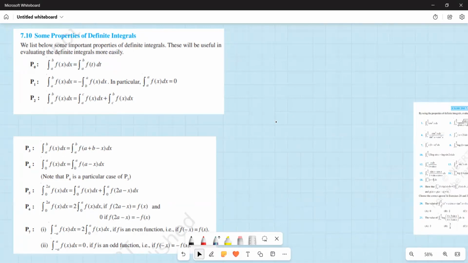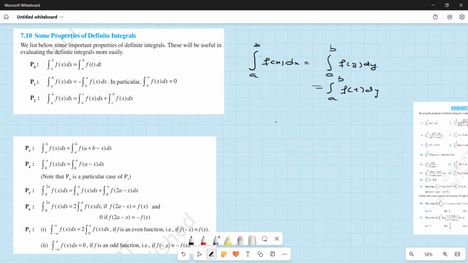So the first property is that if I have the integral from a to b of f(x) dx, I can change the parameter, which I can write as f(y) dy, f(t) dt, whatever. Why? Because after we put the limits, it's only a number. It's not in x, y, or t. It's only a number. So I can write any variable over there.